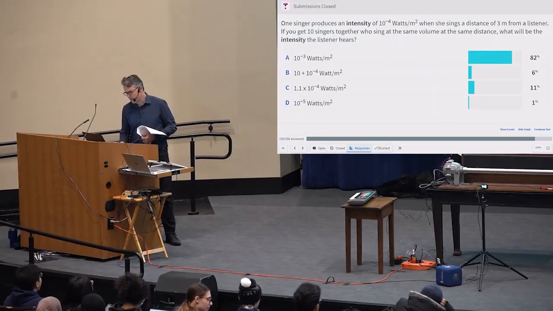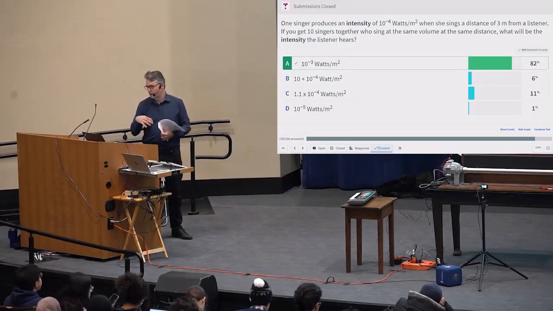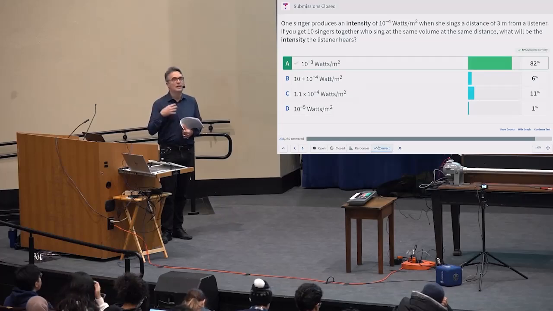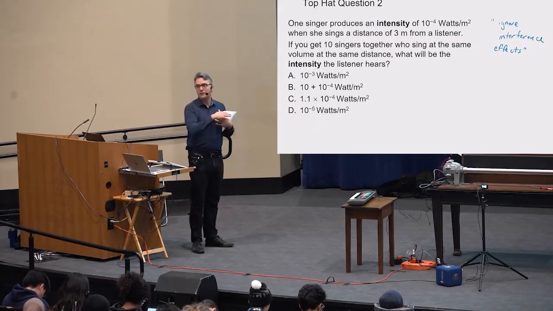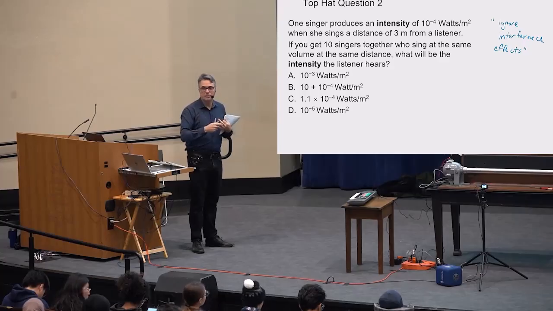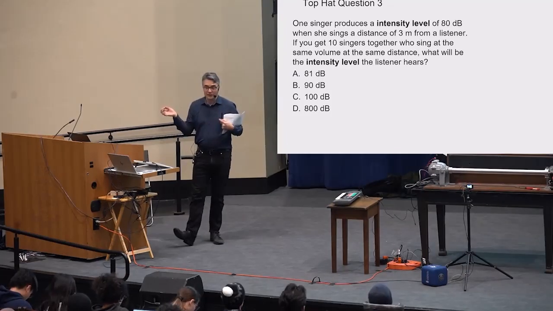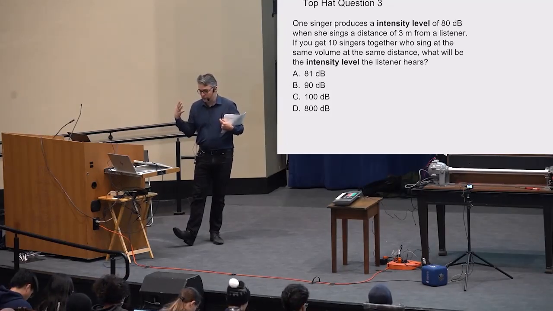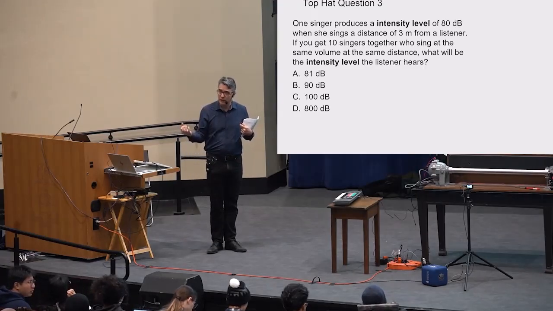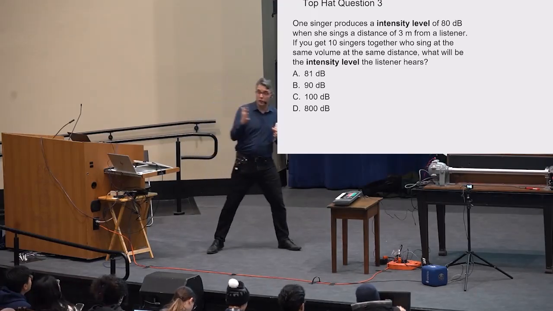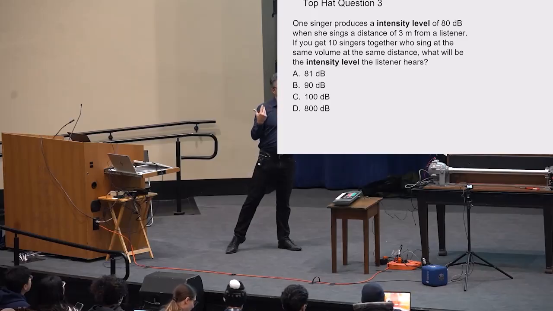At 10 to the minus 3. So you've just multiplied 10 to the minus 4 times 10, and you get 10 to the minus 3. Hopefully 10 singers together, it's 10 times as much power. And so one singer is singing at 80 decibels, and the decibel level is measured at a distance of 3 meters from that singer. If you got closer to the singer, it would be higher decibels.